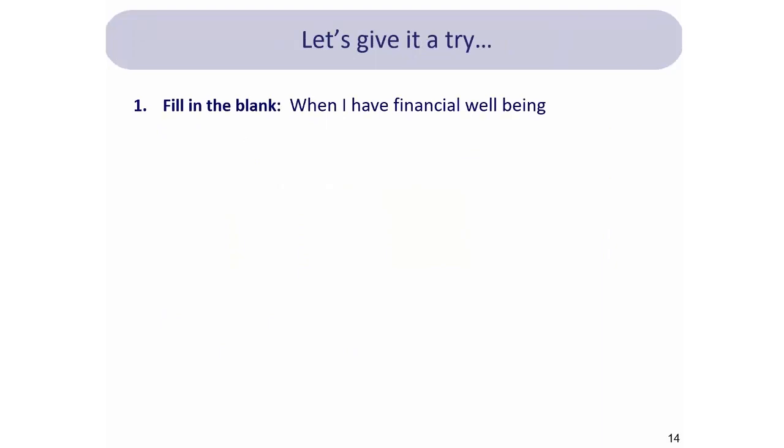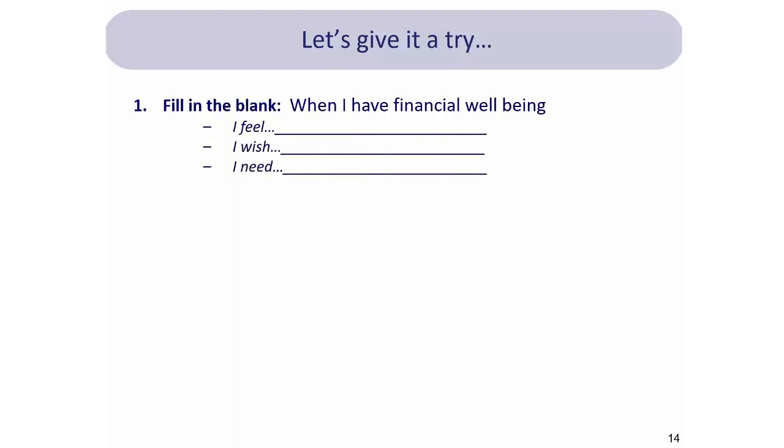The first is fill in the blank. If I say, when I have financial well-being, I feel, and then I leave it blank. I would probably print these out, and have maybe three like this: I feel, I wish, I need. I might print these out on a piece of paper and tell my respondents, fill this out. Don't say anything, but fill it out, and then we as a group would respond and talk about it, rather than having people shout things out. That way people commit to what they've said.